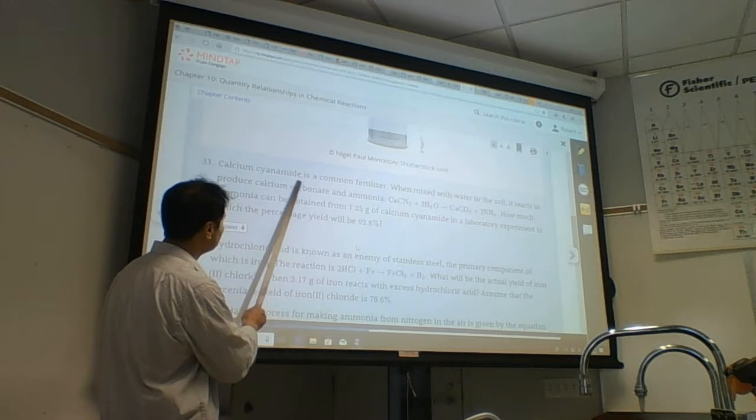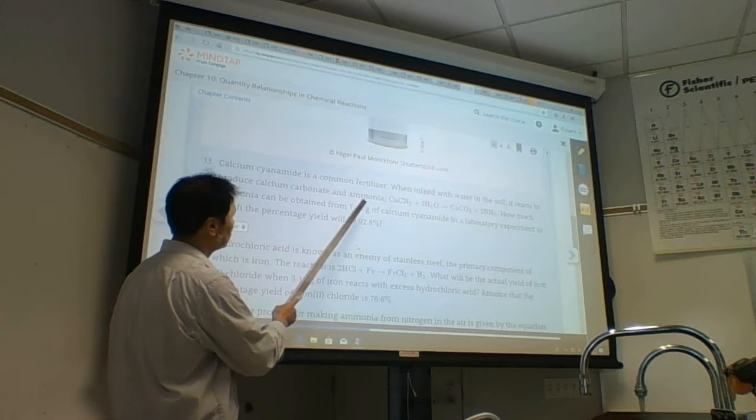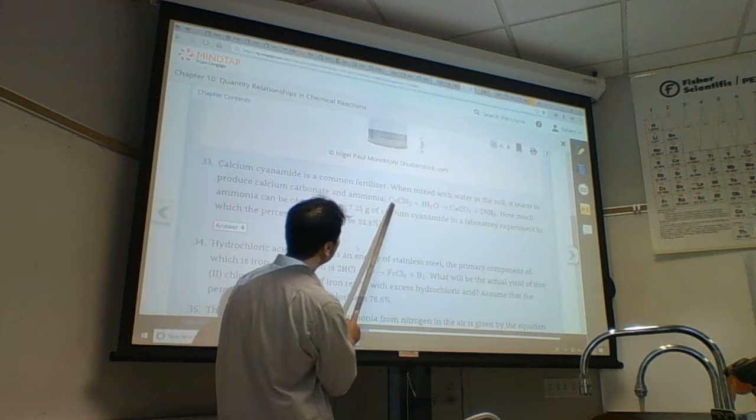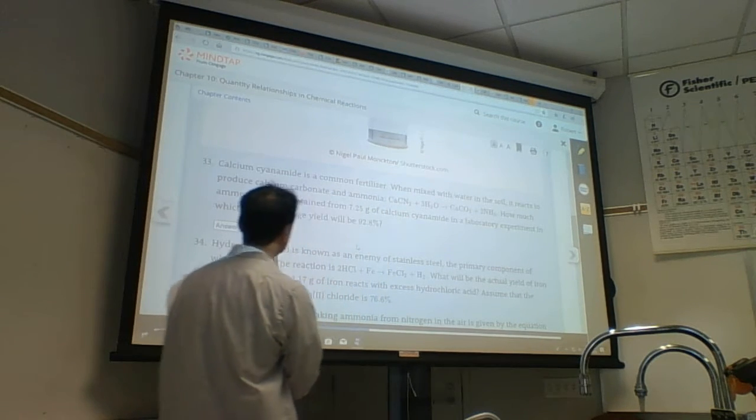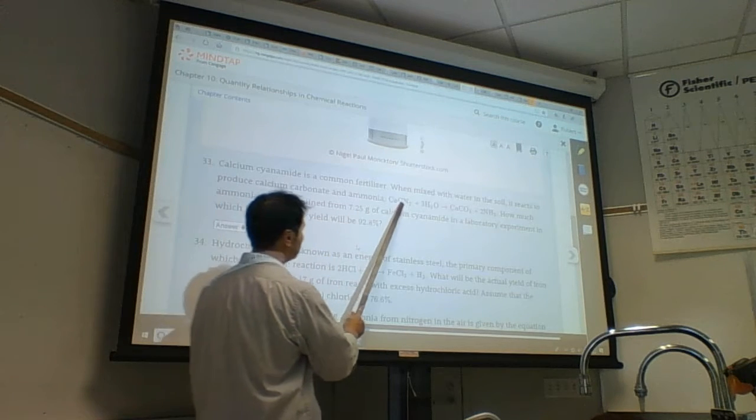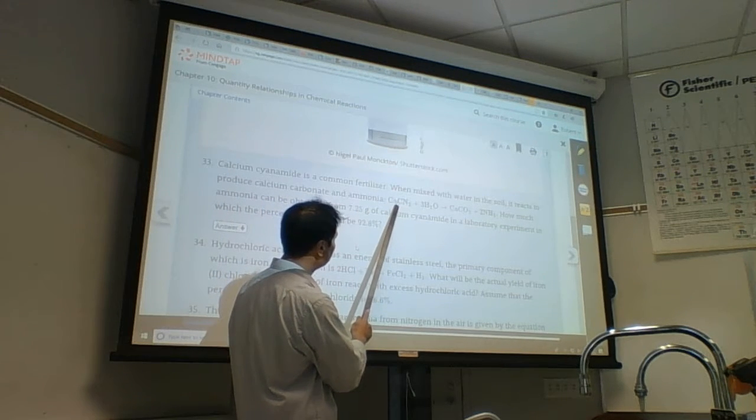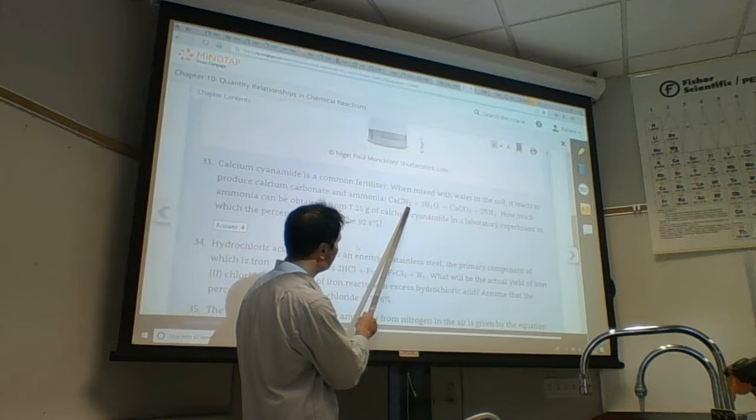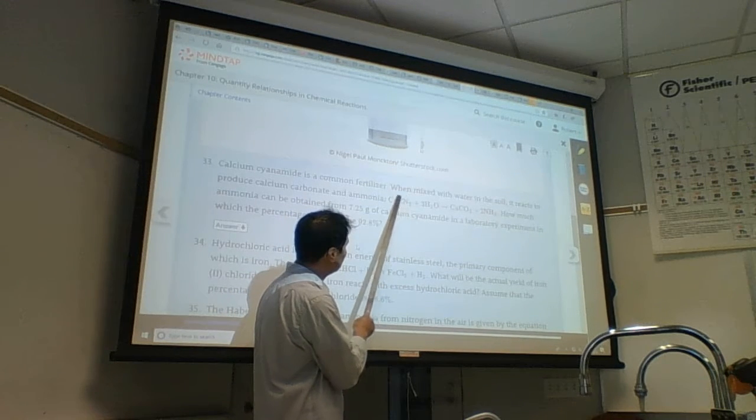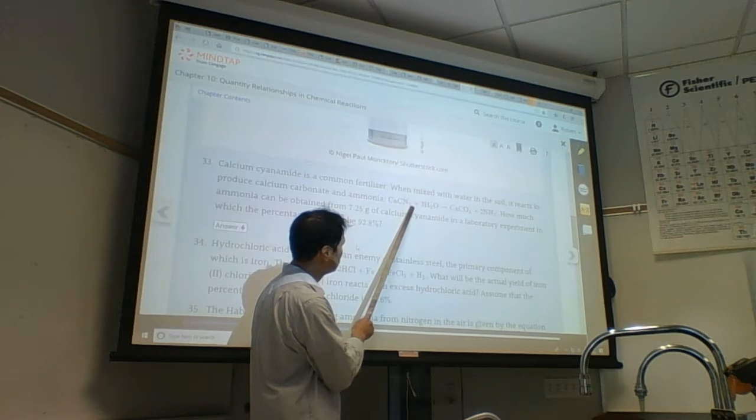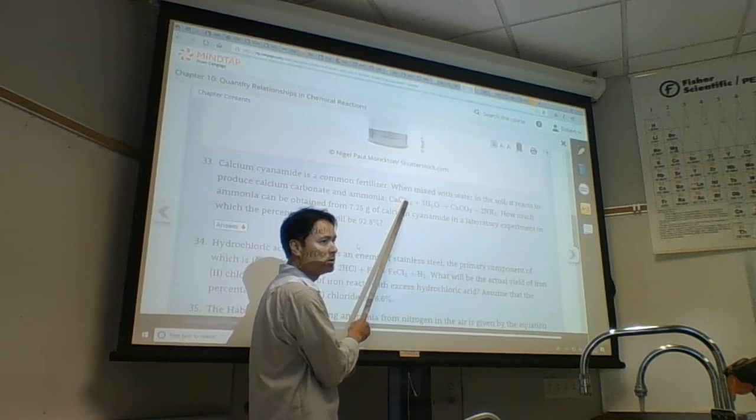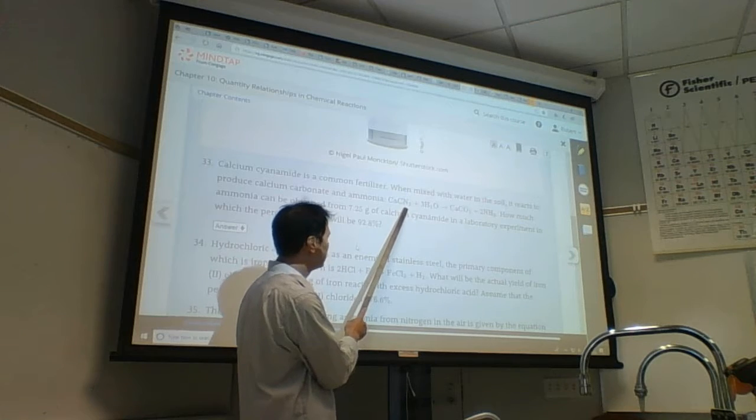Calcium cyanamide is a common fertilizer. When mixed with water in the soil, it reacts to produce calcium carbonate and ammonia. This is calcium cyanamide. It's very interesting because of the CN2 anion. You didn't have to memorize it, but it's a CN2 with a -2 charge. This is not two cyanides, it's one cyanamide.